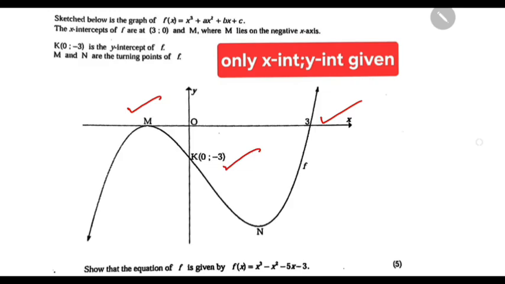Now m and n are the turning points. Obviously this is the turning point and this m is also a turning point. So we need to show that the equation of f is given by f of x is equal to x power 3 minus x squared minus 5x minus 3. So we need to prove this equation. I'll show you how to solve this question. So I'm going to use the root form to solve this question.